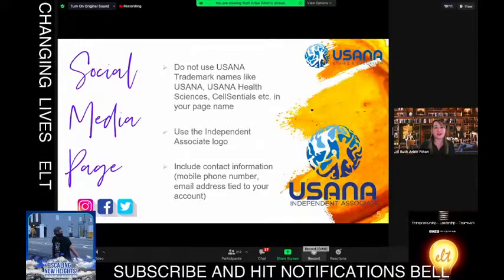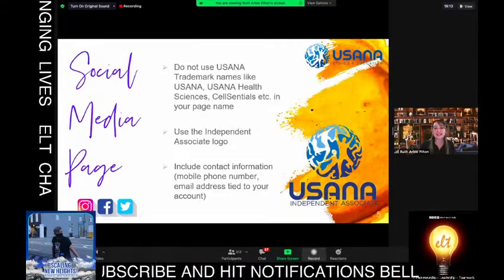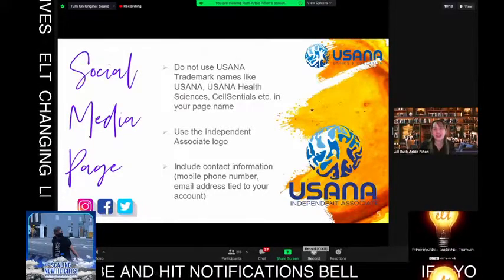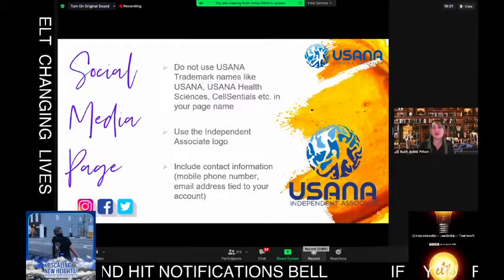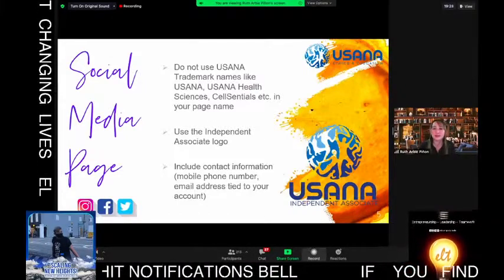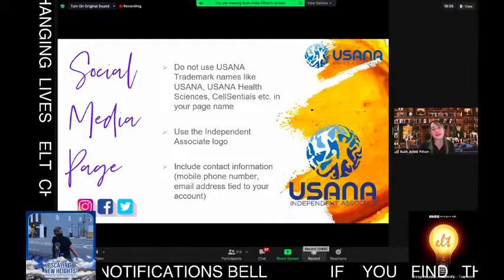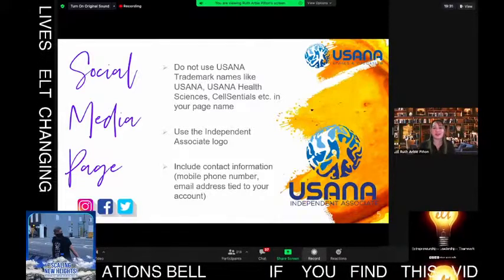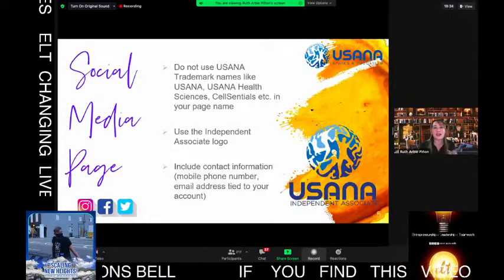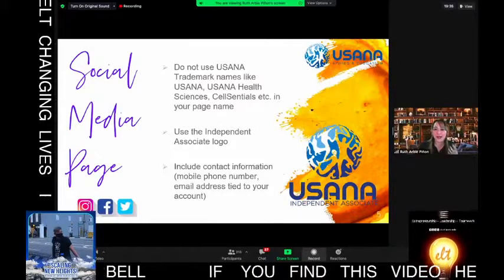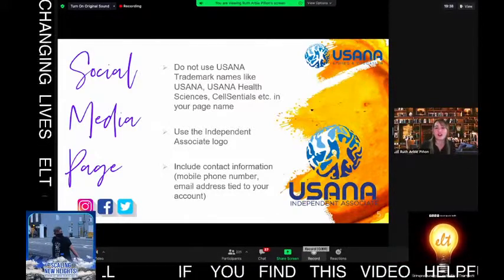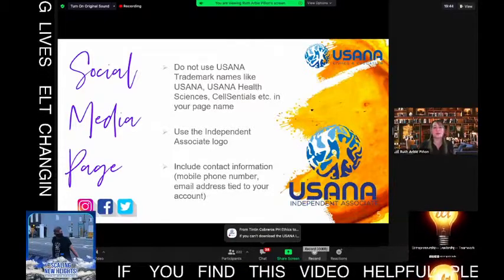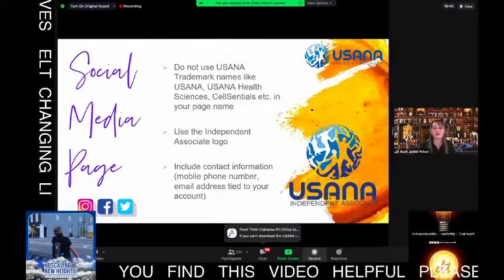What are these trademark names? It's Yasana, Yasana Health Sciences, Cell Essentials, Intelligence, or other names of the products because it is registered under the intellectual property of Yasana. And if you will use them, you will be violating the intellectual property of Yasana, or what we call the trademark infringement. And also, you might bring confusion to the associates and customers that you are the official Facebook page of Yasana. So please do not use these trademark names.